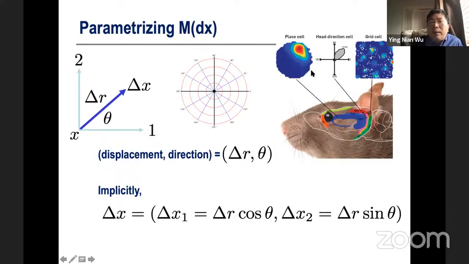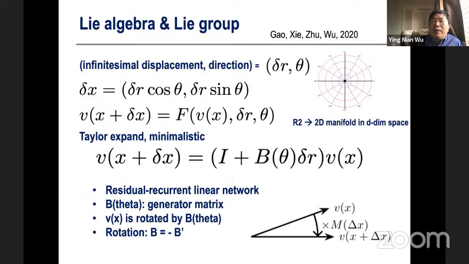And remember that in our brain, we have place cells and we have grid cells, and we also have head direction cells, which tell us our theta, which direction we are moving. So there is also a path integral for the head direction, which we are not considering. But here we consider an infinitesimal displacement.